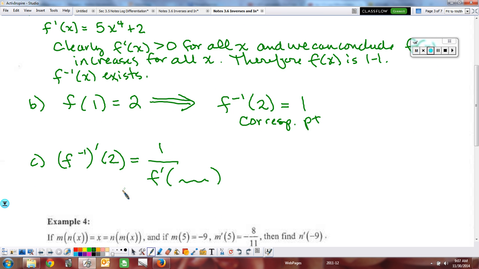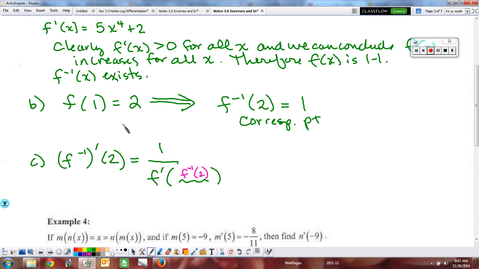Right? And so that's the idea. If I want to find the slope on the inverse at 2, what I need to calculate before I can do that is the corresponding point. I have to find the y value on the inverse at 2, which I can usually figure out using the original function.